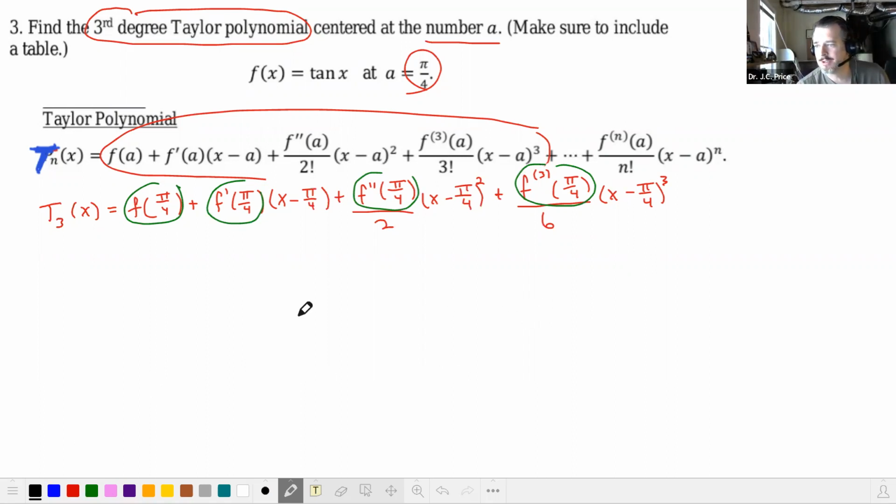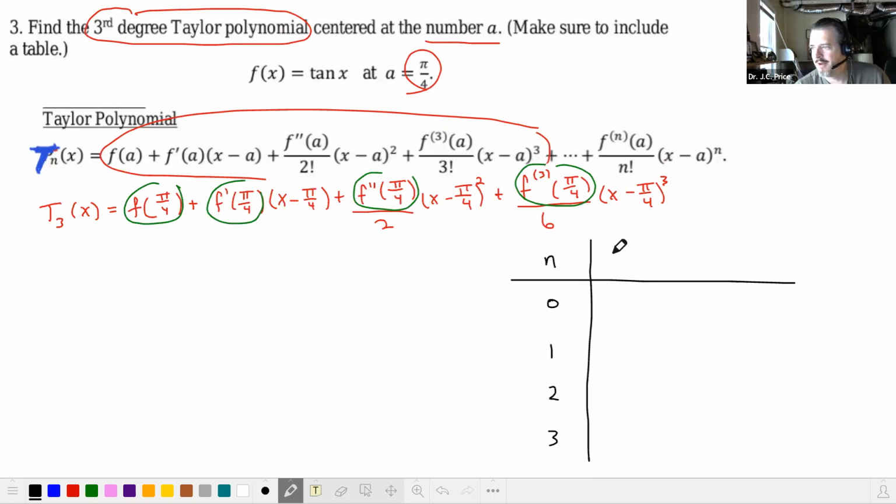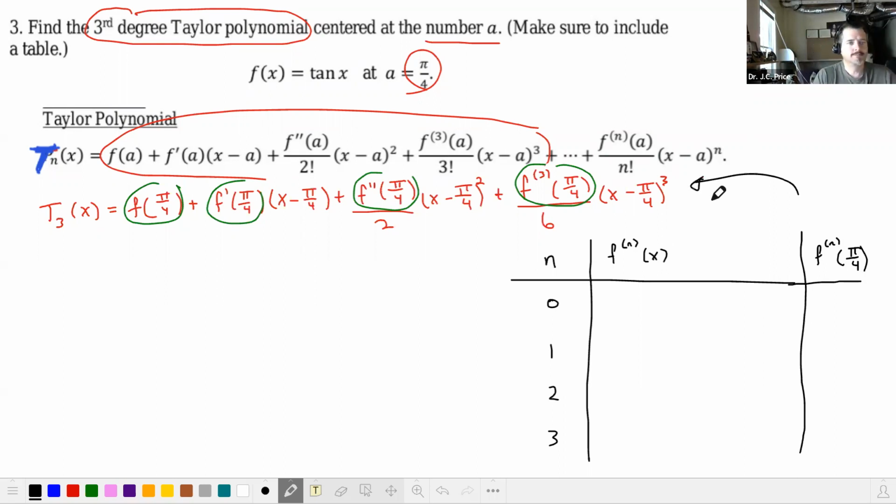And it does say make a table. So I'm going to make a table right here. In the table I have n, and n is going to be 0, 1, 2, and 3. I'm going to find the nth derivative, so we write f superscript parenthesis n of x, and then I'm going to evaluate it at pi over 4. Once I get those answers, I can simply come back here and plug in to what I have there. All right, so that's my game plan.